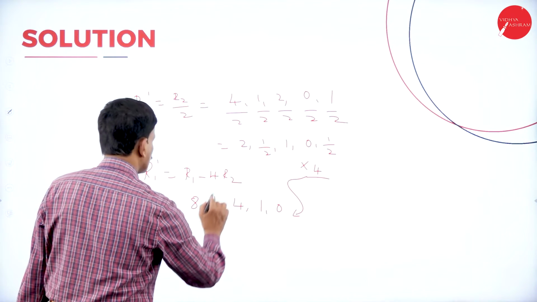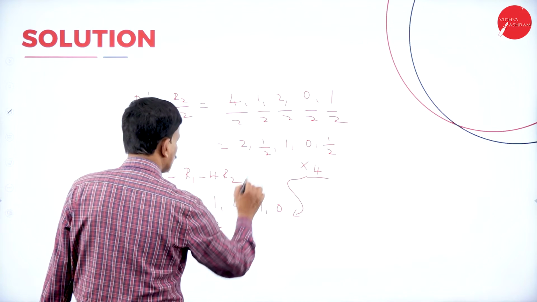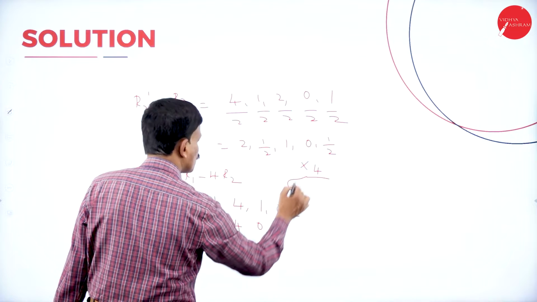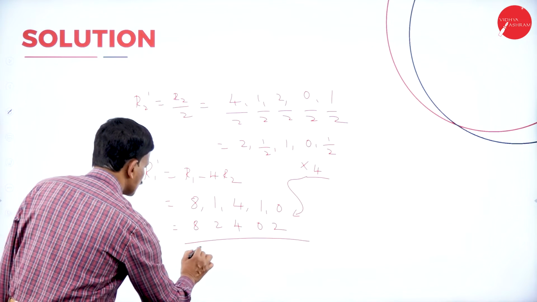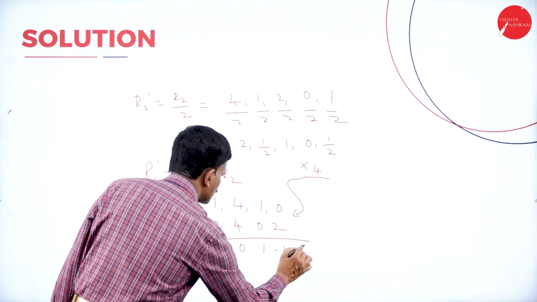4 2s are 8. Again 4 by 2 is 2. Again 4 1s are 4. Again 4 into 0, 0. 4 by 2 is 2. Subtract this. So, if you subtract, what you will get? 0, minus 1, 0, 1, minus 2.